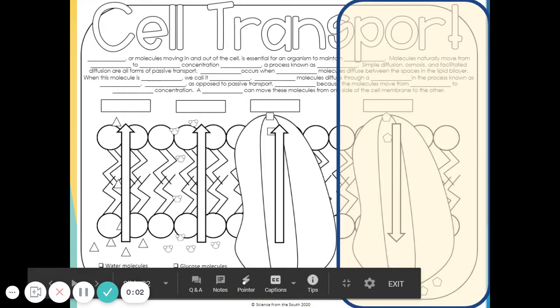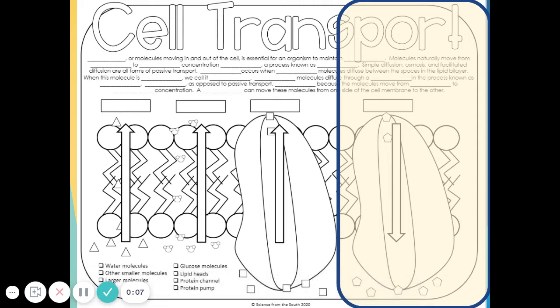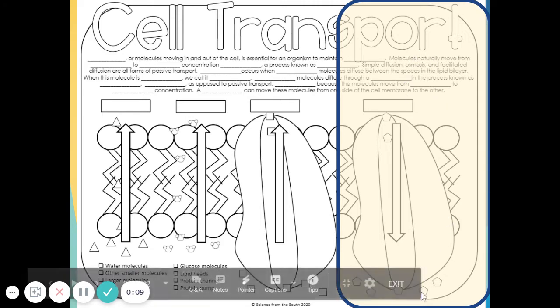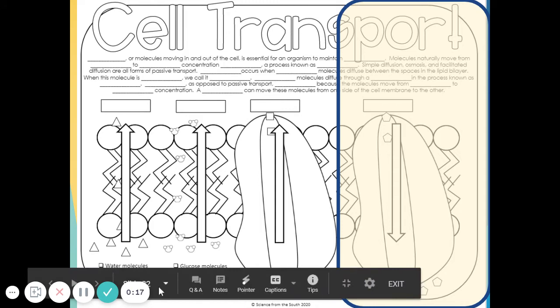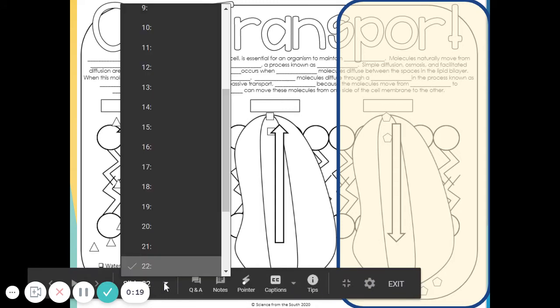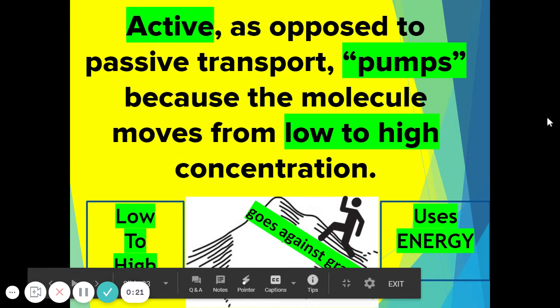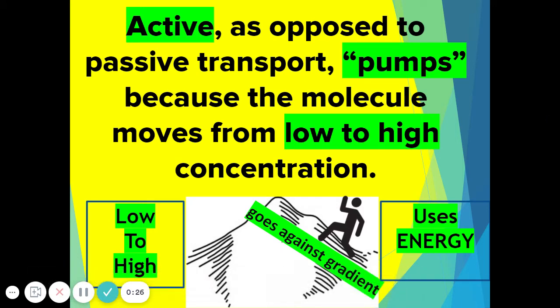The last type of particle transport is active transport. So this will be covering this section of your notes that's highlighted in yellow. When we're talking about active transport, we're talking about going against the concentration gradient, going against the flow. So it's kind of like trying to swim, trying to pedal yourself upstream.